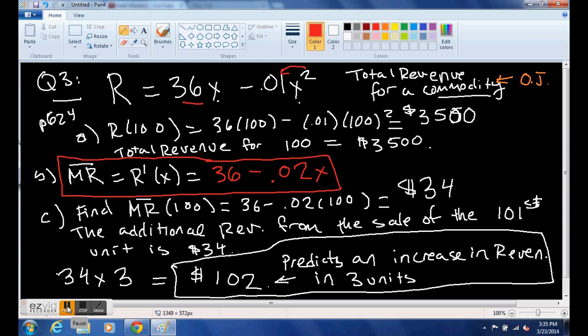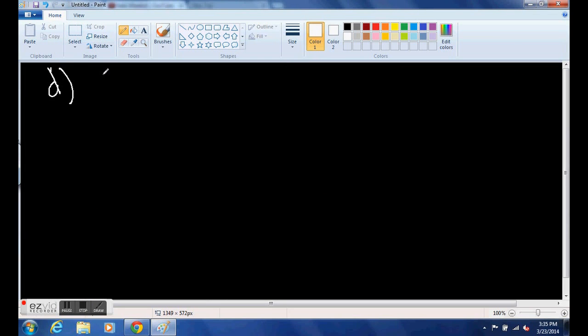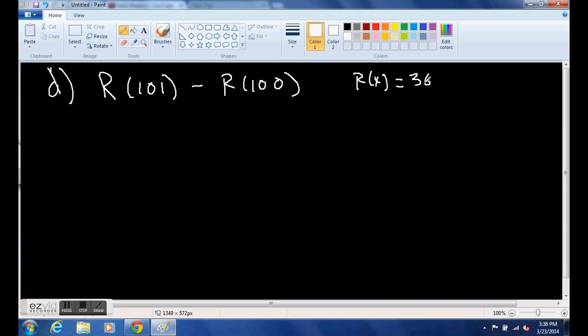There's a part D. I need another page. Part D says find R of 101 minus R of 100 and explain what this value represents. Let's find R of 101 first. Recall that R of x is equal to 36x minus 0.01x squared. This is the revenue function, not the marginal revenue function. So R of 101 is equal to 3533.99. That's plugging 101 into this equation.